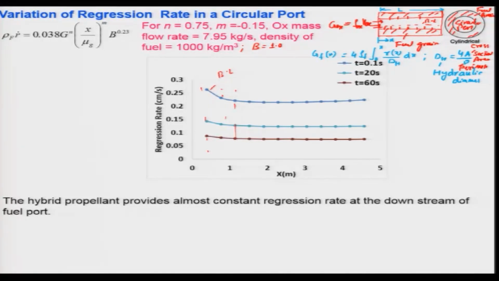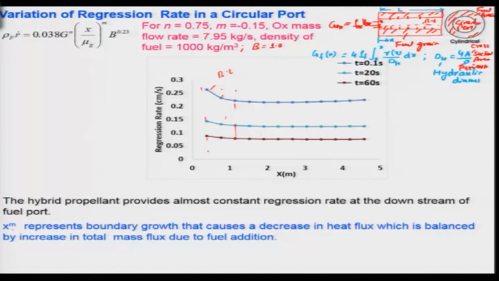And another interesting feature: you can say that x, this is your m, represents boundary layer growth, and that causes a decrease in heat flux, which is balanced by the total mass flux due to fuel addition. Because of this fuel addition, there will be an increase in the G, but however, the area of the cross section is also increasing. So, that has to be balanced so that you will get a steady combustion, otherwise it will be in trouble.